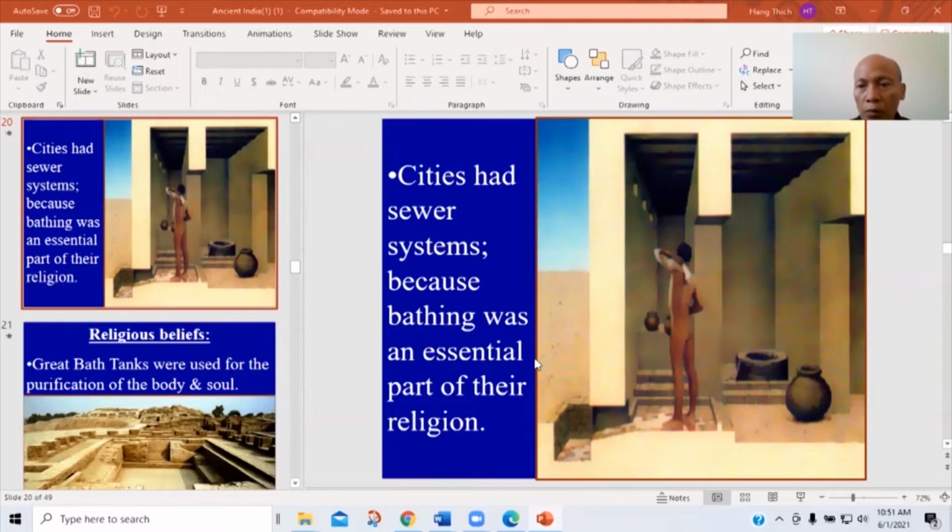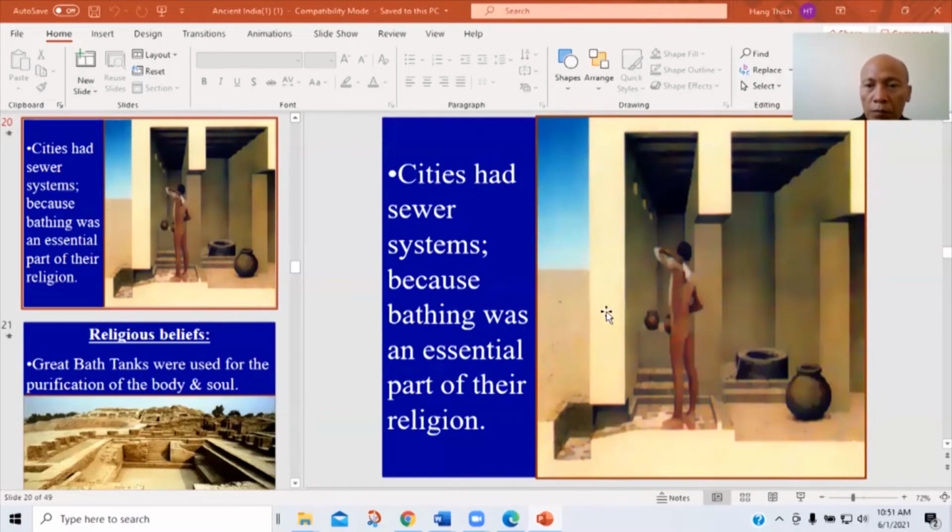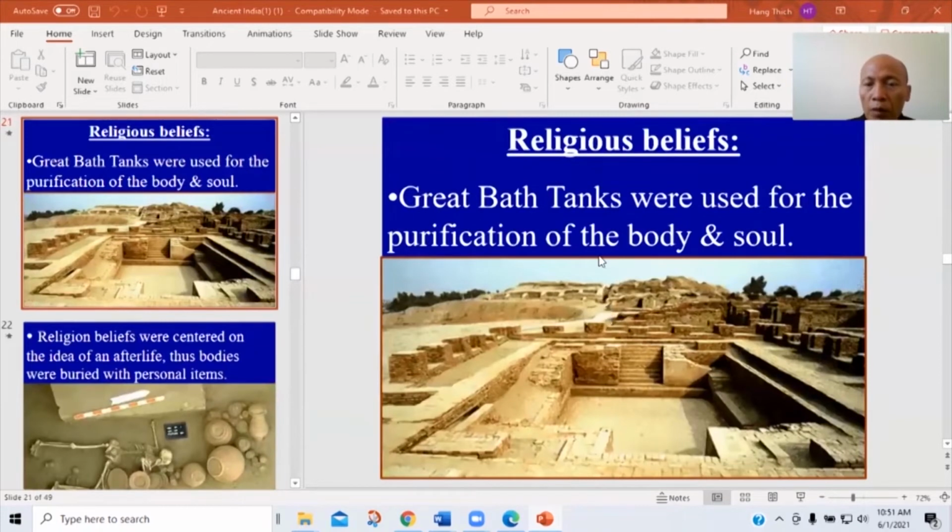When they came to the religious center, they needed to take a bath. That's why they created this type of bathing place. Here they have what we call the great bath tanks that were used for purification of the body and soul, where they came down to take a bath.